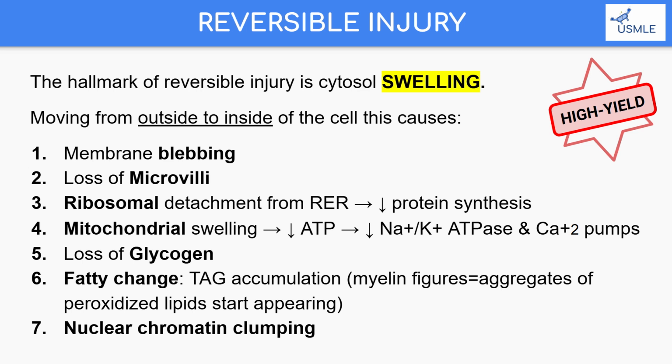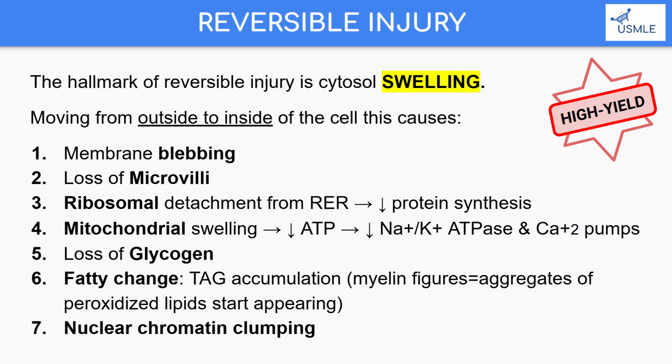As a consequence, cells may accumulate fatty deposits in the form of triglycerides. This is known as fatty change, and you may start to see myelin figures, which are aggregates of peroxidized lipids forming within the cells, which are a sign of membrane damage and lipid breakdown. Finally, you may observe nuclear chromatin clumping, where the genetic material becomes irregularly condensed within the nucleus. This indicates that the cell is under significant stress, but it has not yet reached the point of irreversible damage.